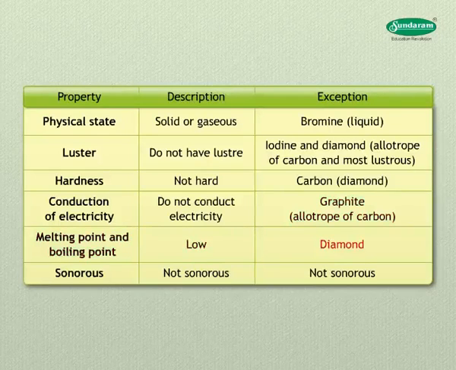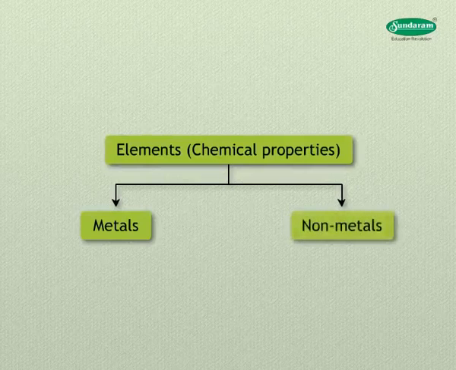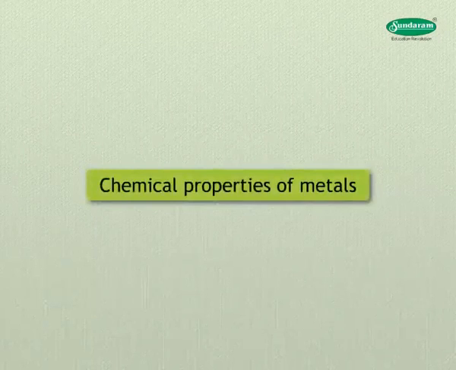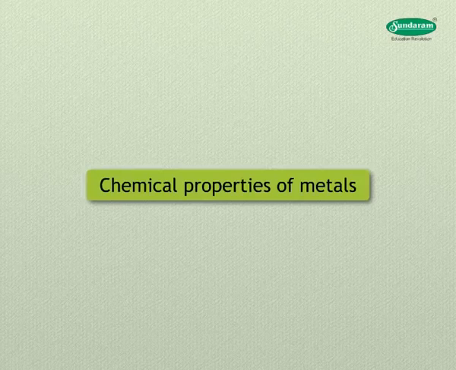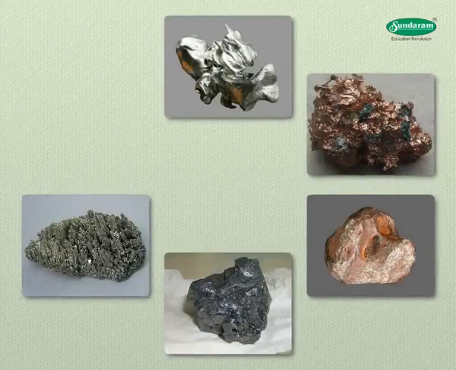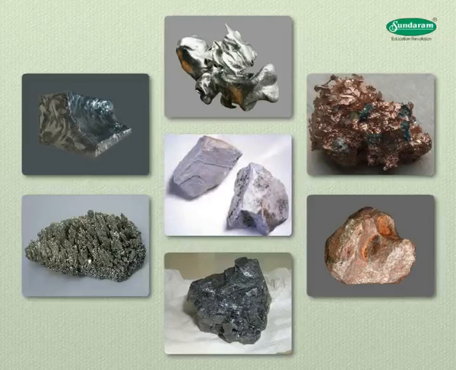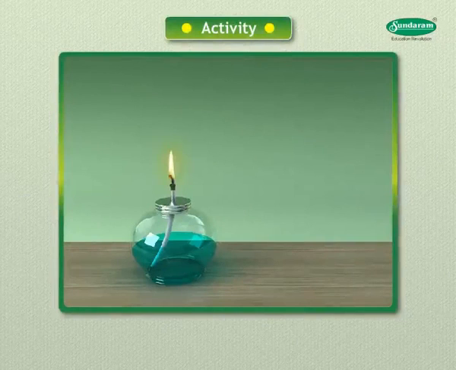Since there are exceptions in each of the physical properties, elements can be classified more clearly as metals and non-metals on the basis of their chemical properties. Now let us move on to the chemical properties of metals. To learn about the chemical properties of metals, take samples of aluminium, copper, iron, lead, magnesium, zinc and sodium to do this activity. Hold any of the samples taken above with a pair of tongs and burn over a flame.